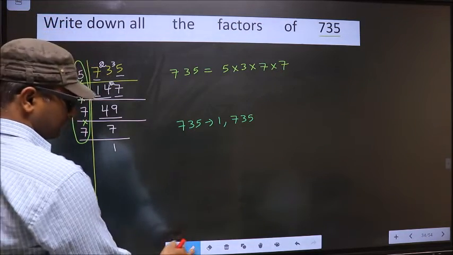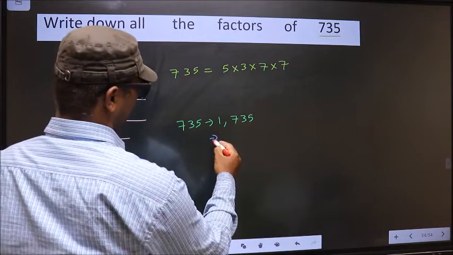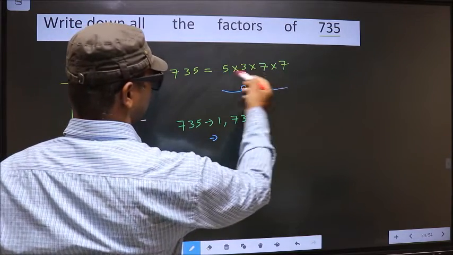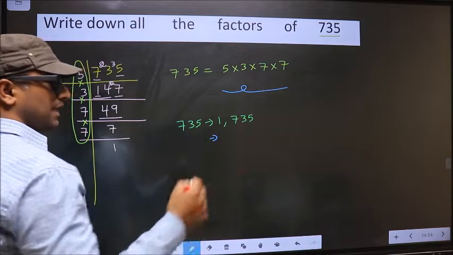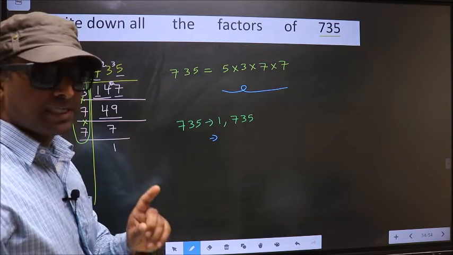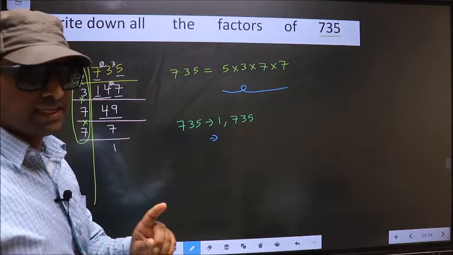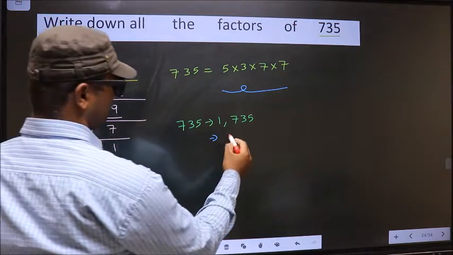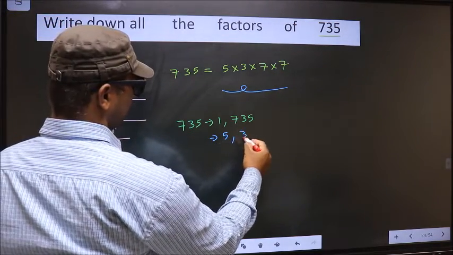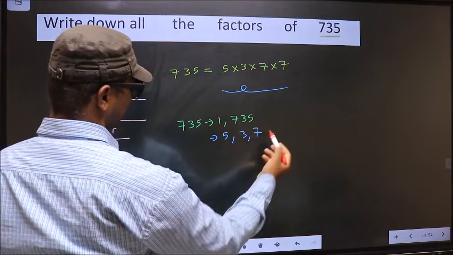Next. Now from these numbers, you select one different number at a time. Like that, how many numbers do we get? We get 5, 3 and 7. That's it.